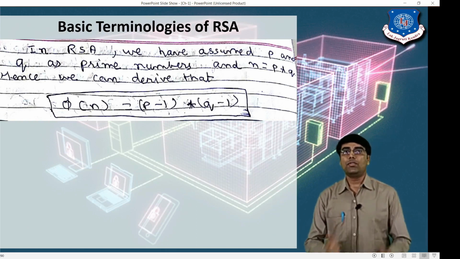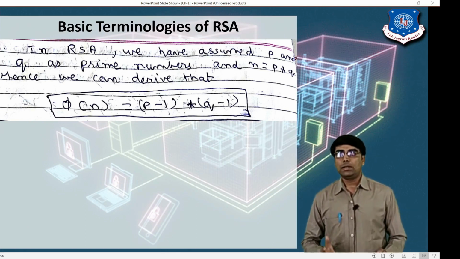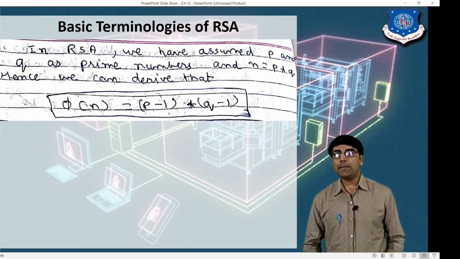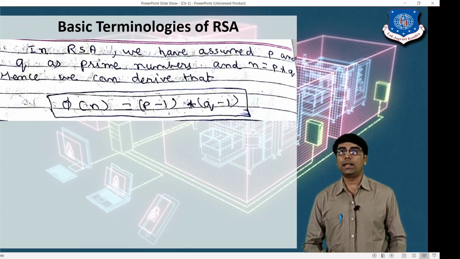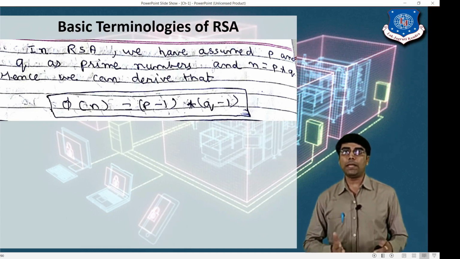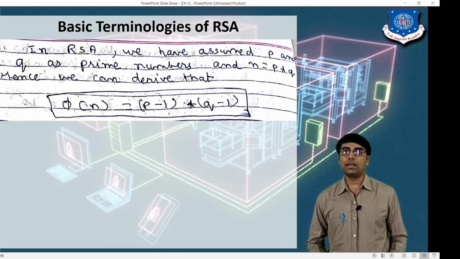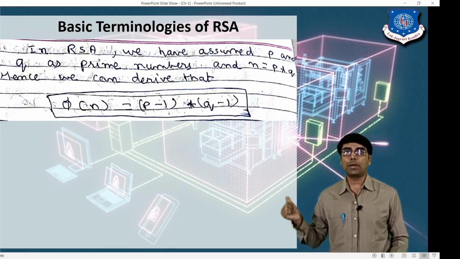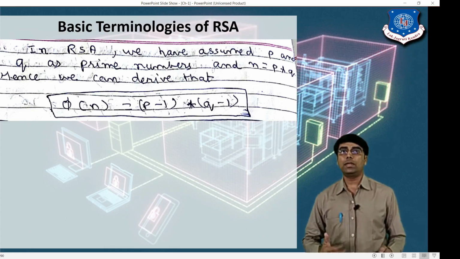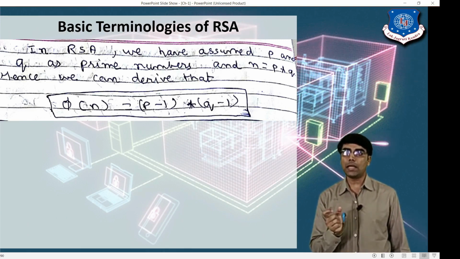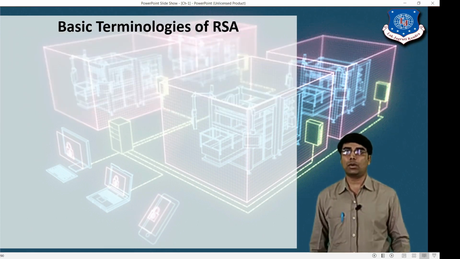Now in RSA we assume p and q are prime numbers and n equals p multiplied by q. Hence we can derive that phi of n equals (p minus 1) multiplied by (q minus 1). It means in RSA, if we assume two prime numbers p and q, we get the equation phi of n equals (p minus 1) multiplied by (q minus 1). We will use this equation in the RSA algorithm.